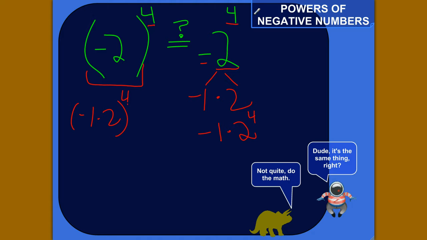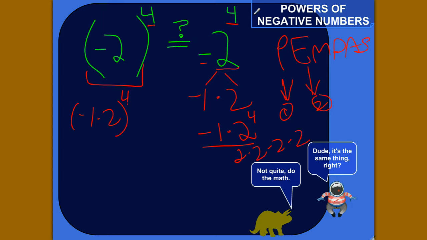Well, the order of operations says that we do PEMDAS. So we do parentheses first, and then after parentheses we do exponents. In this situation here, there are no parentheses, so we do the exponent. So 2 to the fourth would be 2 times 2 times 2 times 2. 2 times 2 is 4, times 2 is 8, times 2 is positive 16.